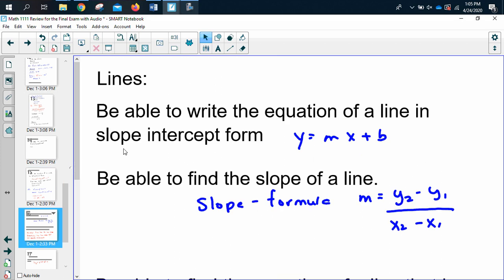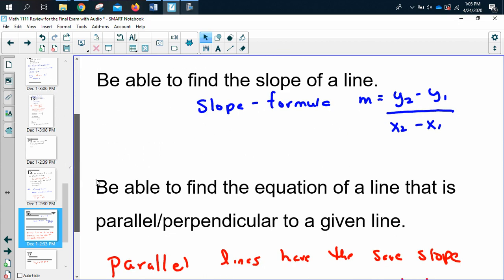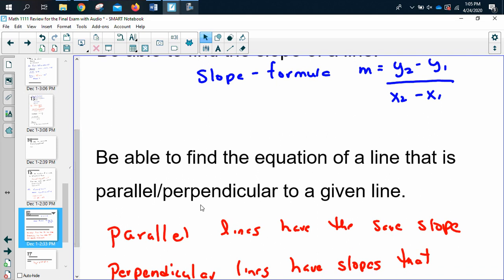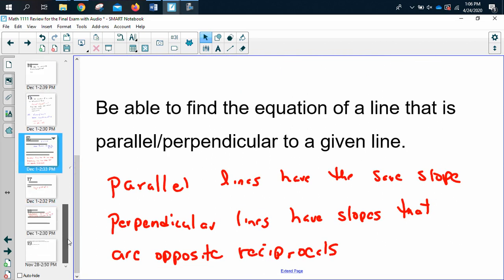For lines, be able to write the equation of a line in slope-intercept form. Be able to find the slope of a line. Be able to find the equation of a line that is parallel or perpendicular to a given line. So remember that parallel lines have the same slope, and perpendicular lines have slopes that are opposite reciprocals.